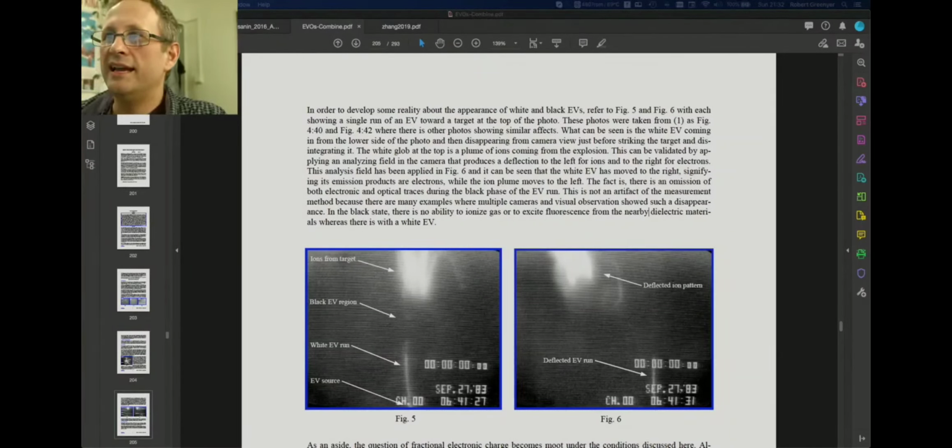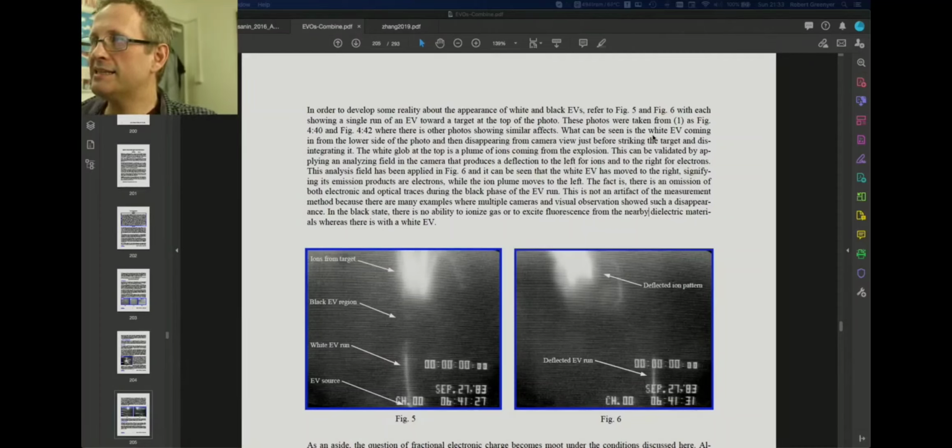Right. In order to develop some reality about the appearance of white and black EVs, this is what he was calling it in EVs, A Tale of Discovery. He then later called them exotic vacuum objects. Refer to figure 5 and 6, which I've got in shot here, with each showing a single run of an exotic vacuum object towards a target at the top of the photo. These photos were taken from 1, as figure 4.4 and fig 4.42, where there is other photos showing similar effects.